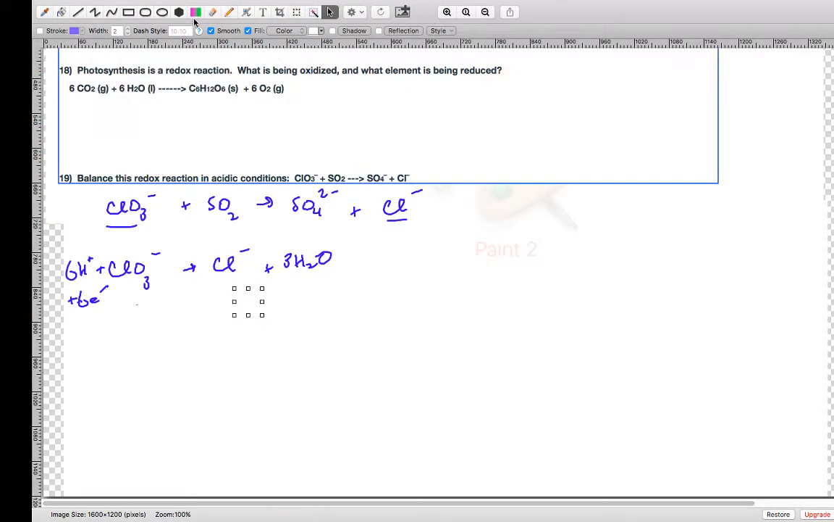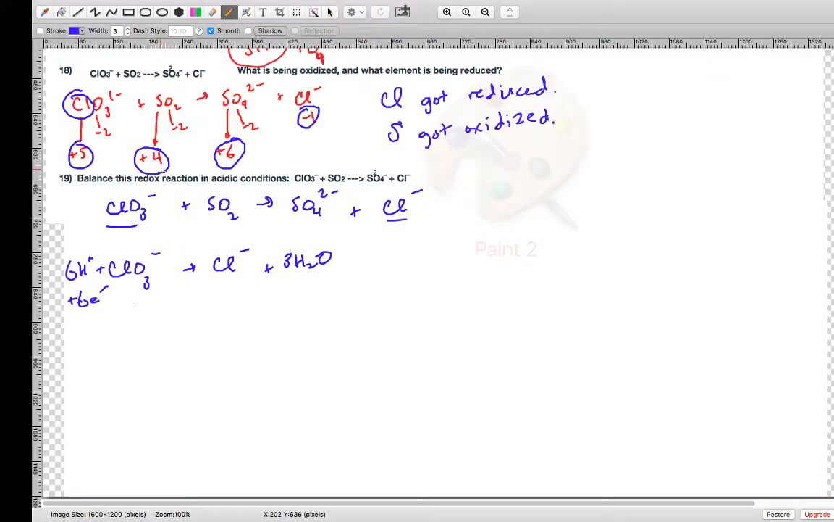Great! And now for the other half reaction. Sulfur dioxide makes the sulfate ion.